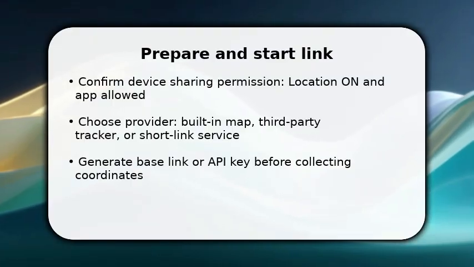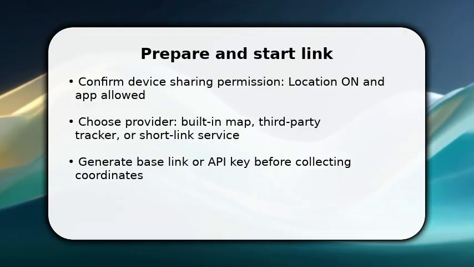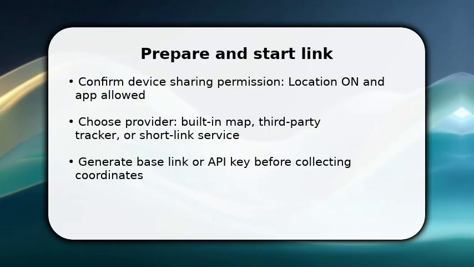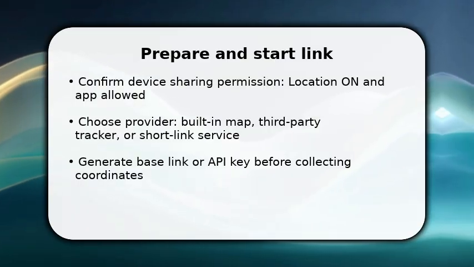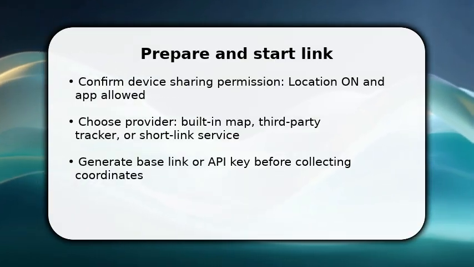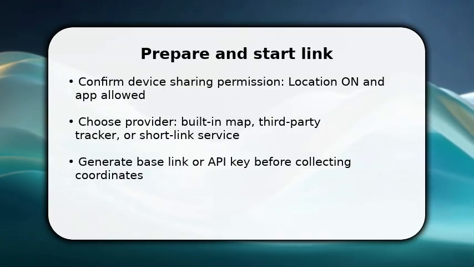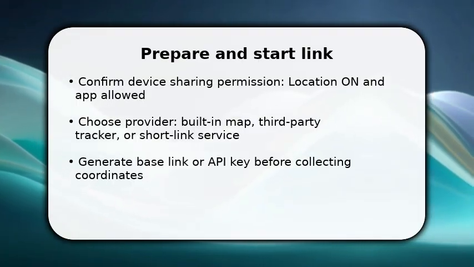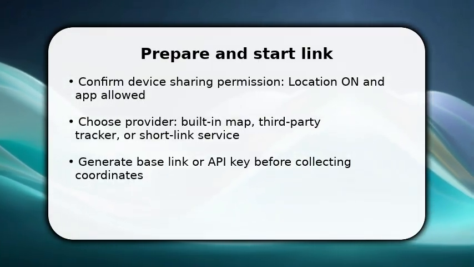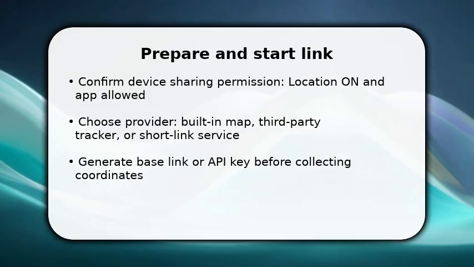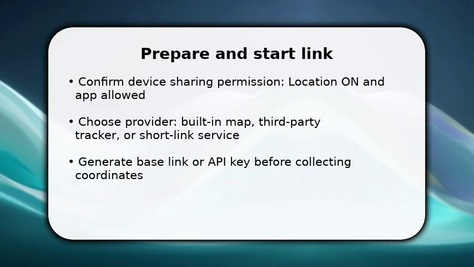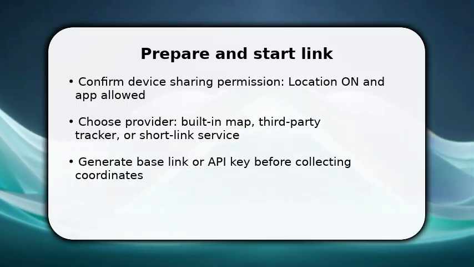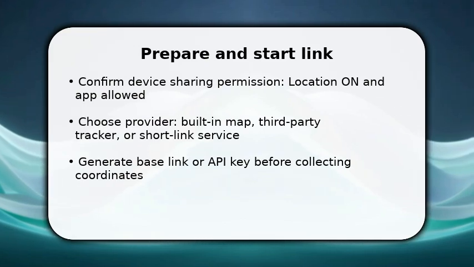You begin by enabling location and granting app permission. This ensures accurate coordinates. Next, pick your provider, built-in maps for simplicity or a third-party tracker for features. Once decided, obtain any API key or create the base shareable link template. You'll substitute coordinates into that URL. Make sure the link format accepts lat, long pairs. After this setup, you're ready to capture the device coordinates and format them for insertion into the link template.